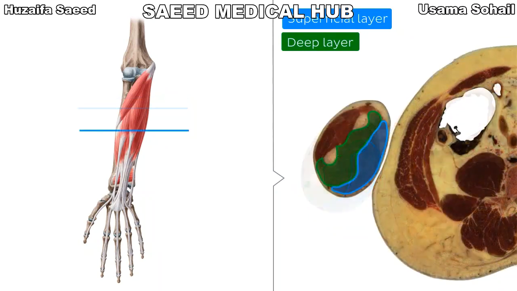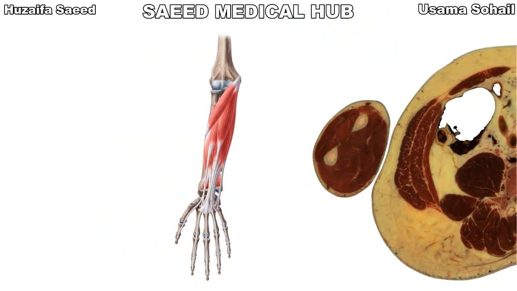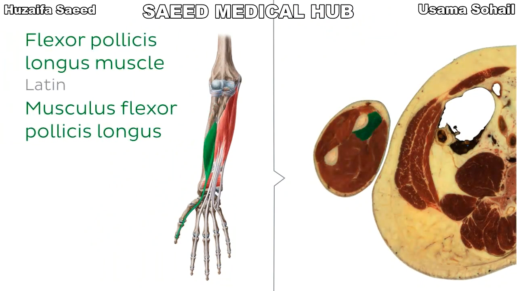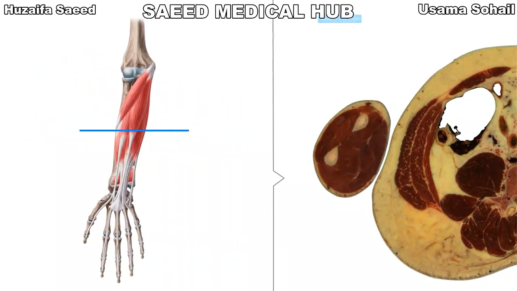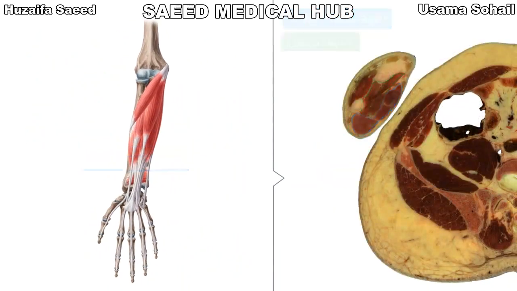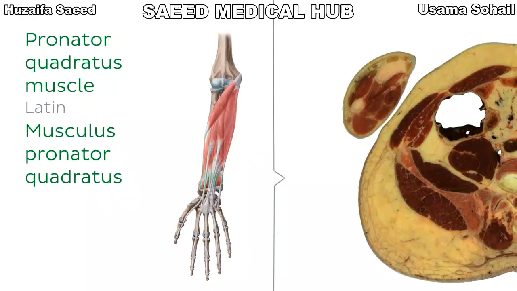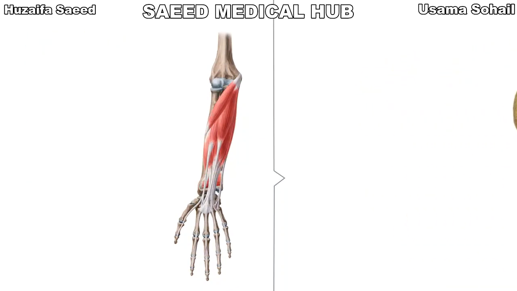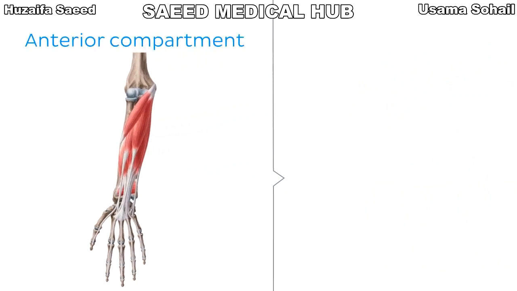So at this level, which is about the midpoint of the forearm, we can now identify the second of the deep muscles of the anterior compartment just here, which is the flexor pollicis longus muscle, attached here to the anterior aspect of the radial shaft. And as we approach the distal end of the forearm, we can now see the pronator quadratus muscle, which is a rectangular muscle that runs between the anterior surface of the radius and the ulna. And with that, we've covered the 8 muscles of the anterior compartment of the forearm.